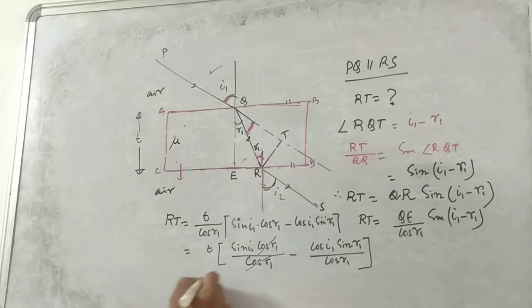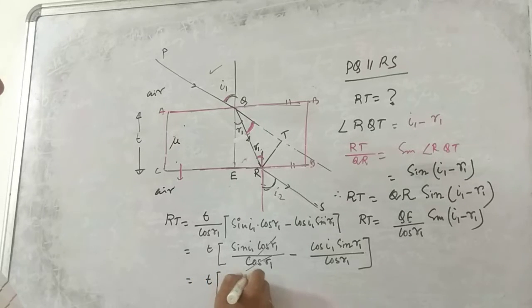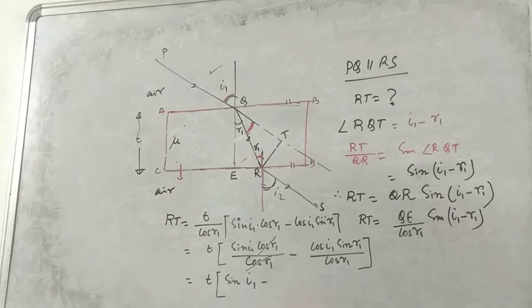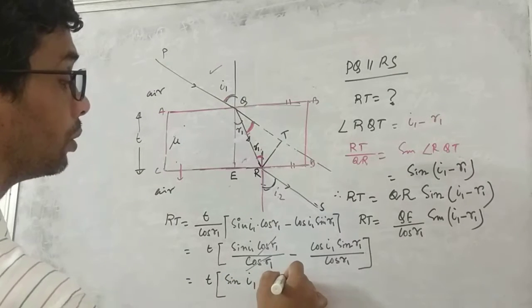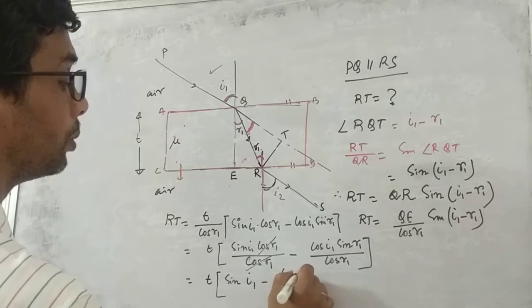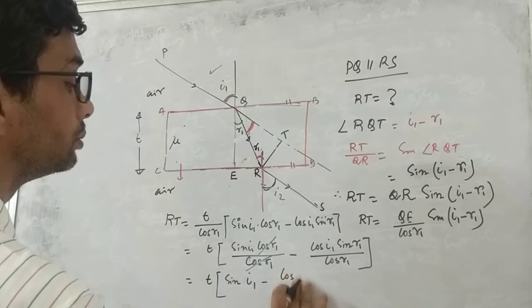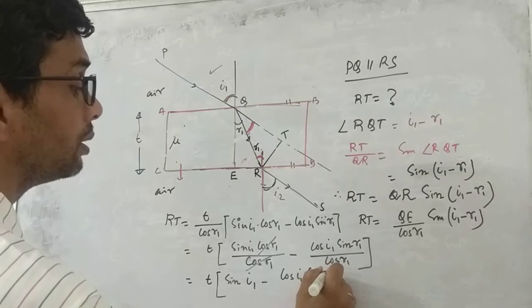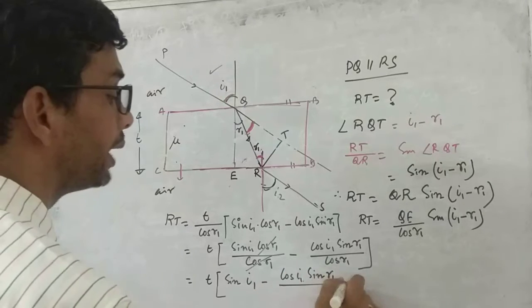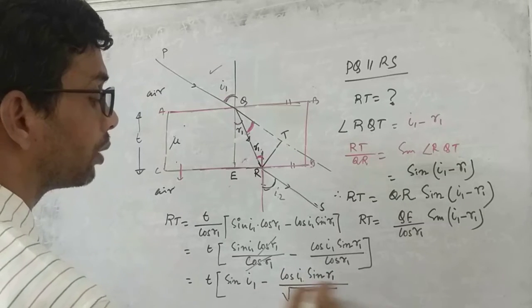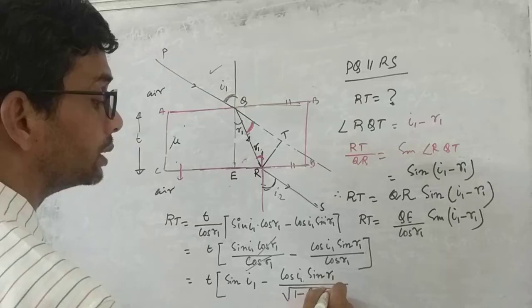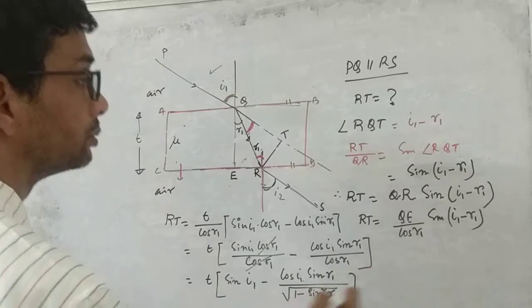So we get t times sine i1 minus cos i1 times sine r1 by cos r1, which is sine r1 by root over 1 minus sine square r1.